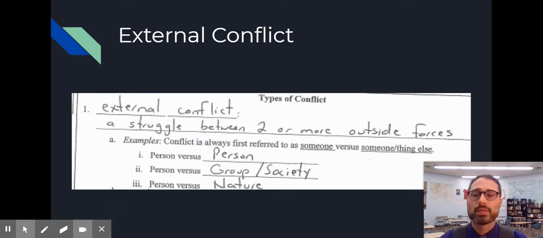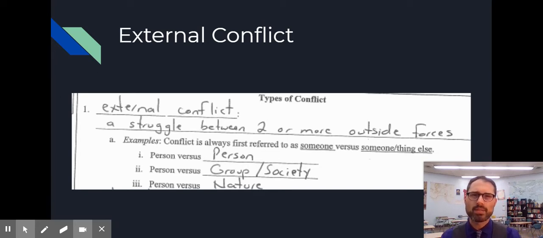Of the two major types of conflict, one of these is external. And this is a struggle between two or more outside forces. This is person versus person, or person versus a group or society, or person versus nature, or person versus technology, or person versus ghosts, whatever the book is. And I know sometimes you may have heard man versus man. We prefer the phrase person because anybody can have a conflict with anything. And so these are outside of ourselves. It's outside because the person who's having the problem can't control the problem.